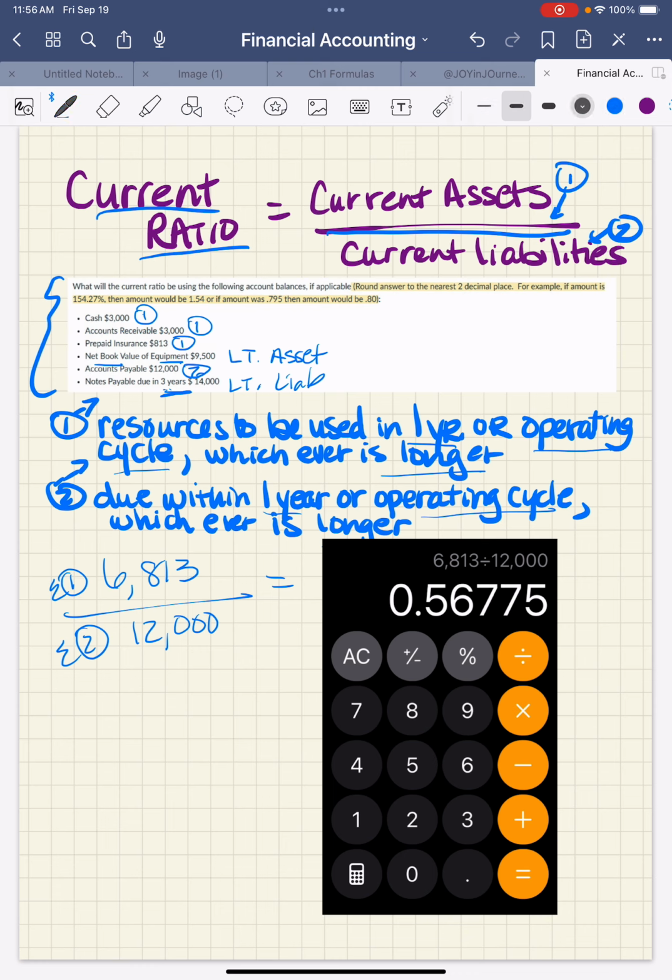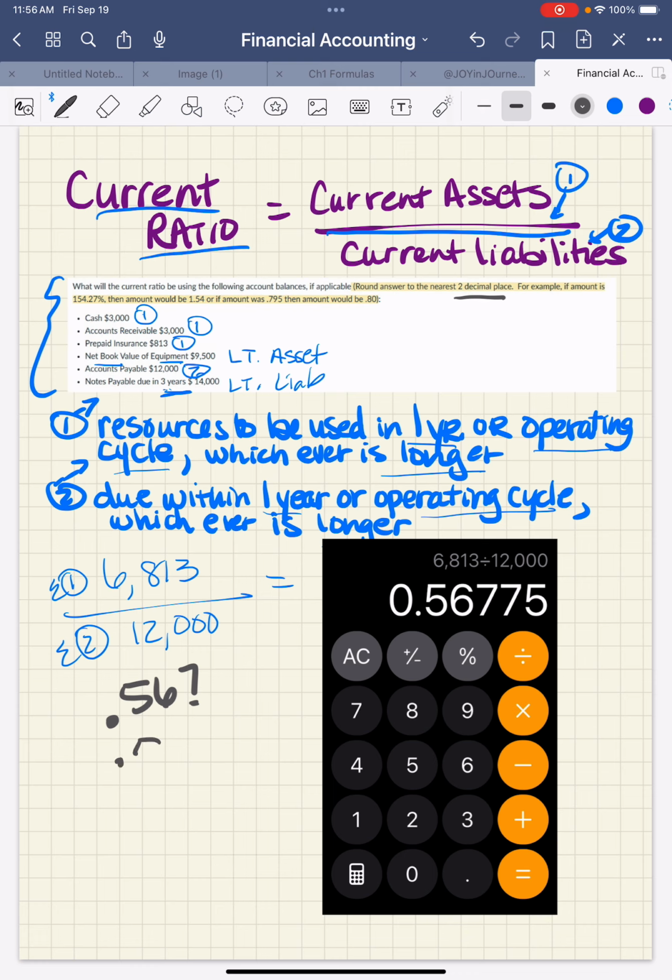let's see, 0.567. And it's not a good current ratio. We like to see at least 2, but this is what it is. And the instructions tell us, 2 decimal places. So because that 7 is 5 or greater, we're gonna have to round up.